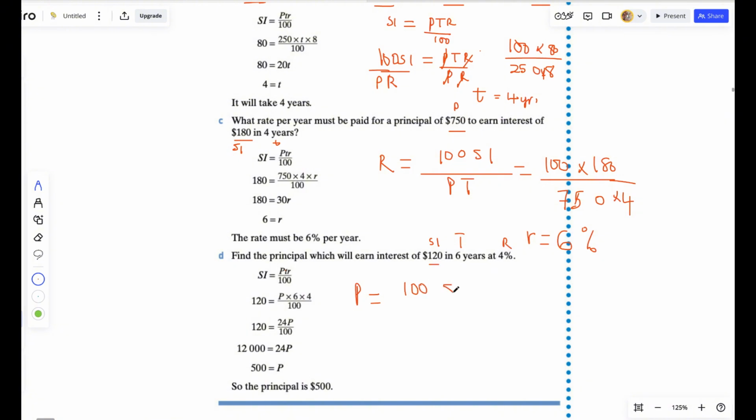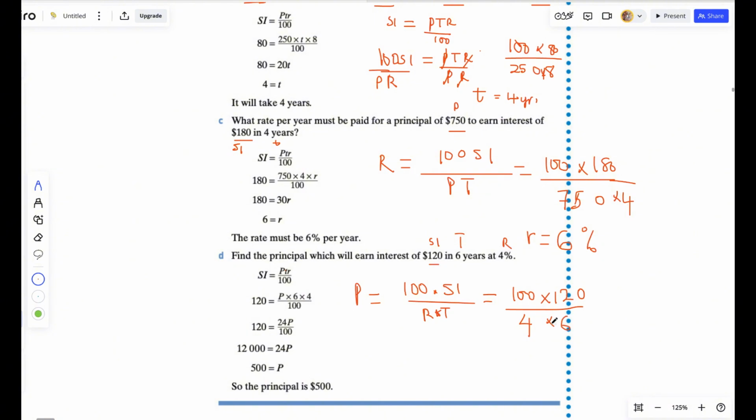over rate times time. So if we slot in our values here, we get 100 times the simple interest, which is 120 in this regard, all over the rate, which is 4%, so you put 4 here, times what is the time? The time is 6 years, so times 6.